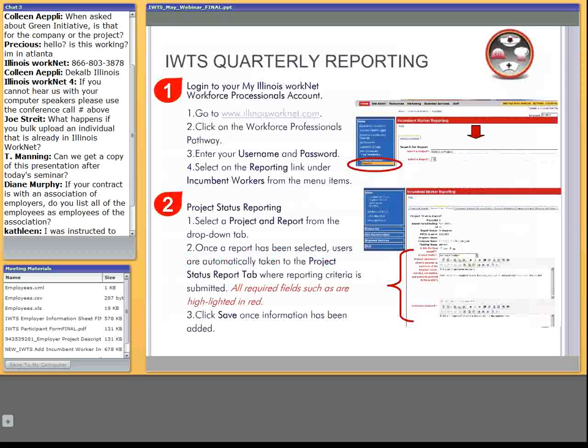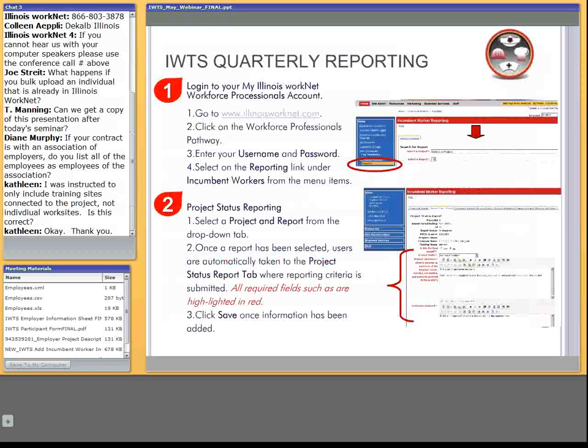The first step is logging in and making sure that you get onto your Workforce Professionals account. Under the Incumbent Worker channel that we've created, there is now a reporting link underneath, so go ahead and click on that link. For step 2, select a project and report from the drop-down tab. Once you've selected that report, users will automatically be taken to the project status report tab where all the reporting criteria is submitted. You'll have all the different fields, and we'll walk through what that looks like.